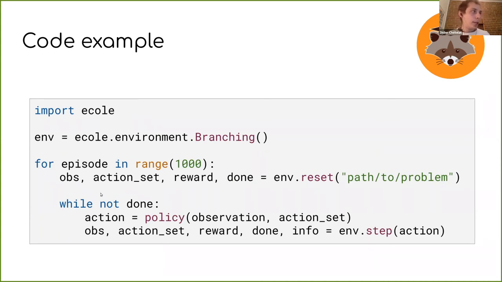And then you're going to get the state that you might have pre-decided in advance in the constructor, an action set, some reward. And otherwise, you just pick according to whatever way you want which variable you want to branch on, for example, and you pass it to the environment and it's going to move into the next state.